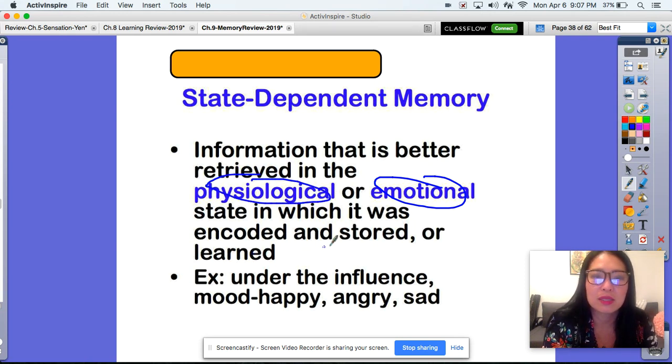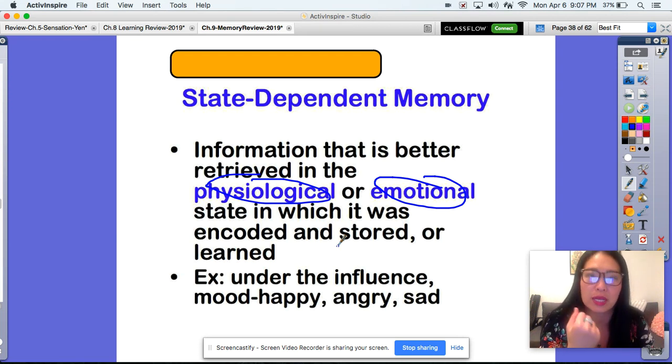So if you are upset, in the middle of being upset, you misplace your keys. Then you walk away and you are searching for your keys, where are my keys? You're more likely to remember where you put your keys if you put yourself back in a state of being upset or angry again. The experiment they did with this was that if somebody was drunk and learned something, they're more able to relearn it if they were drunk again. Not saying that any of you should ever be drunk, but that's kind of how that works.